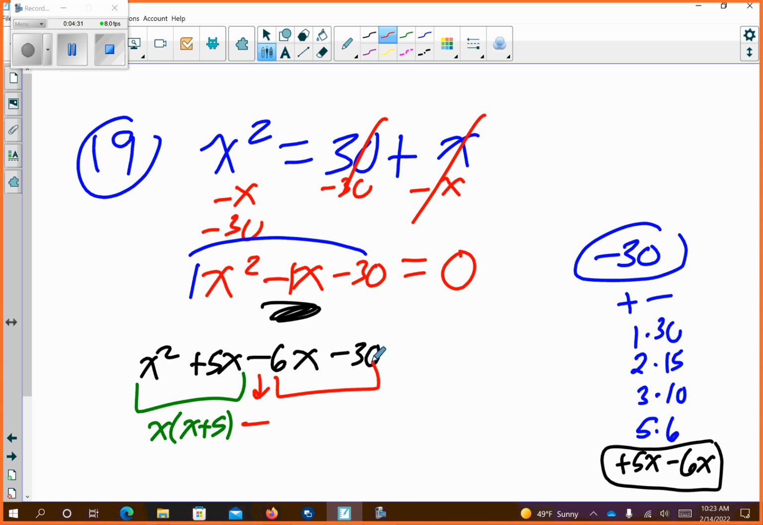What can I factor out of both of those? Yeah, there you go. If I factor a negative 6 out of negative 6x, I'm left with x. If I factor a negative, plus 5. Very good. Okay, those are the same. So x plus 5, x minus 6. Those will be set equal to 0. So take each one.